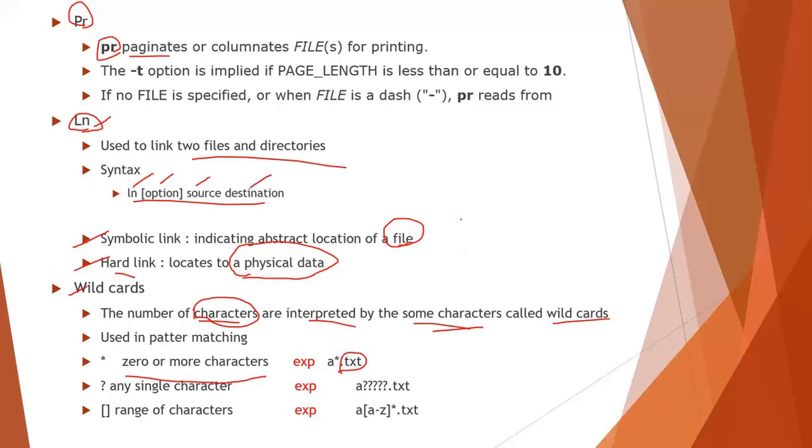So if I write something like a hashtag txt, in the sense it will start with a, it can have any number of characters as a file name, and its extension is txt. So that is zero or more characters. Question mark will represent any file name with a single character. Say for example, I have given A, and after that 1, 2, 3, 4, and 5. So we have 5 question marks.